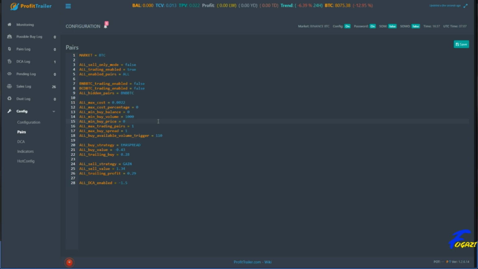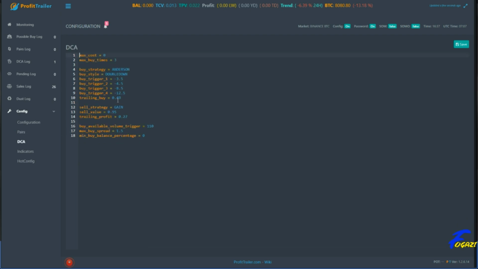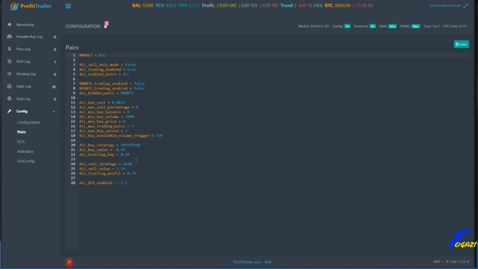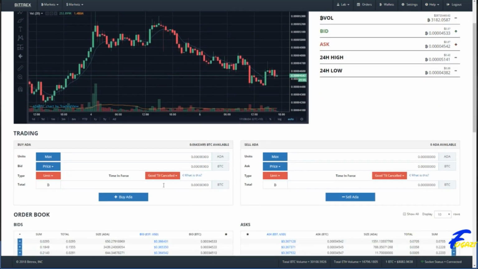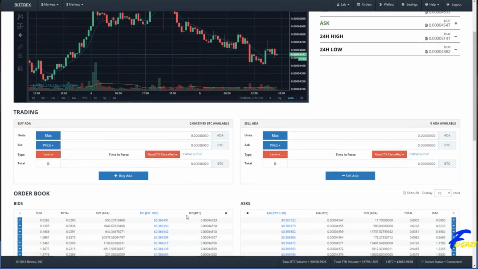Okay, now the next one is the max buy spread. Do I even have it in here? I do. So, max buy spread, and you'll see in your DCA, you've also got a max buy spread. Now again, you don't have to use these. You can have them hashed out, have them zero, or have them deleted altogether. Totally your choice. So this max buy spread goes off the two. I'm on Cardano here for Bittrex.